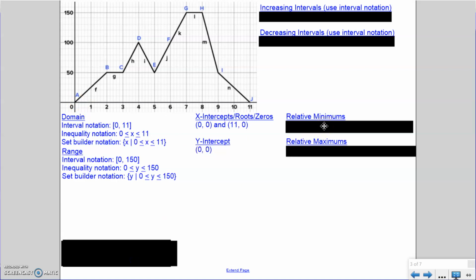Relative minimums, where is it at the bottom of a U or a V? So we look right here at E. This is the bottom of a V in this case. Notice that this point is lower than the point beside it to the left and to the right. And that's the only lowest point, because that's not the lowest. Here it stays the same.